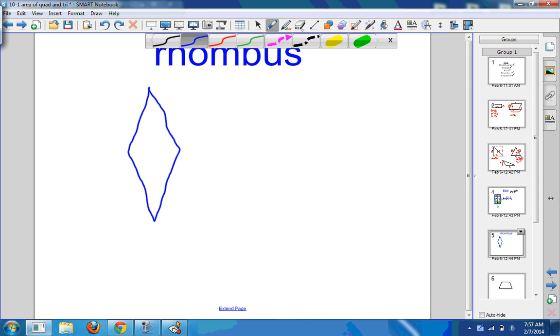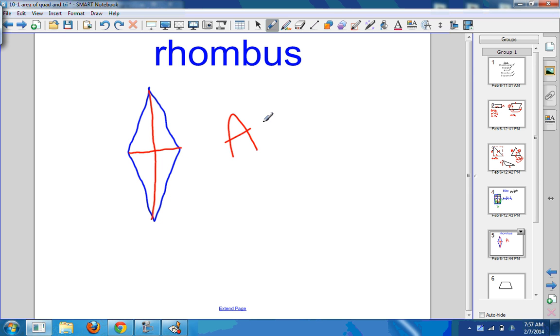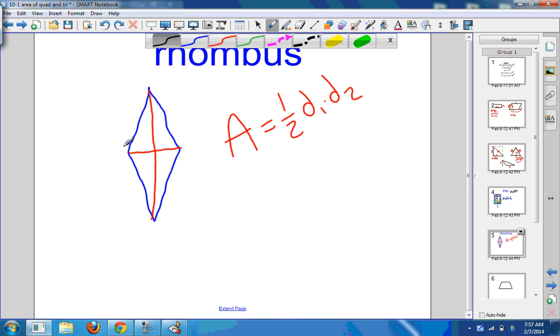Remember, in a rhombus all the sides are congruent. It's kind of like a square, but it is squished flat. So a rhombus is going to be the exact same formula as my kite. Area is equal to 1/2 diagonal 1 times diagonal 2. Because we can do the same thing. We can make a rectangle around this rhombus, and the rhombus is going to be equal to half the rectangle.